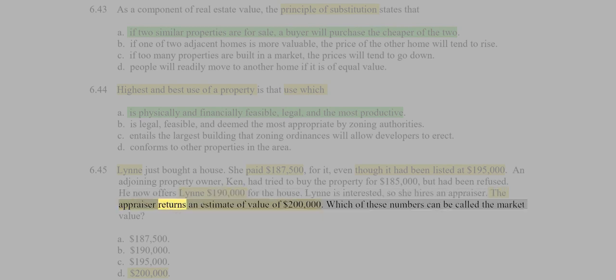The appraiser returns an estimate of value of $200,000. Which of these numbers can be called the market value? A. $187,500. B. $190,000. C. $195,000. D. $200,000.